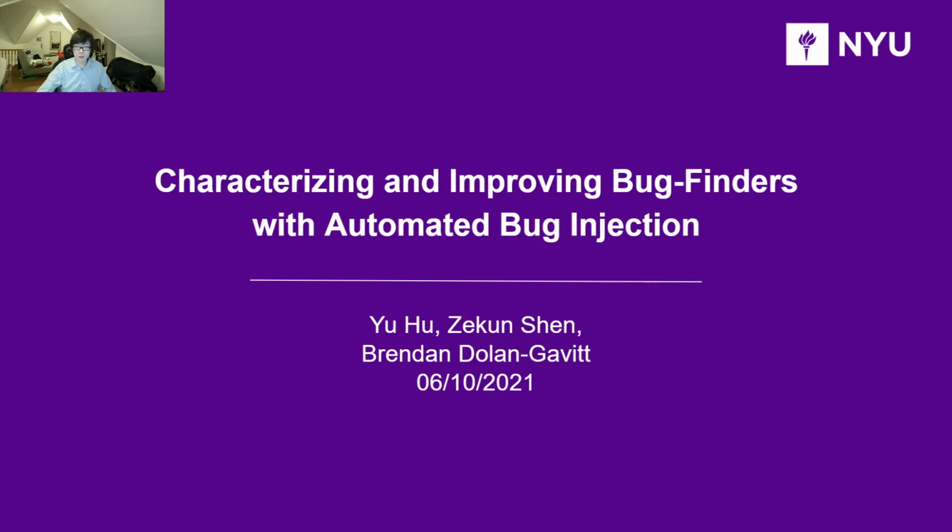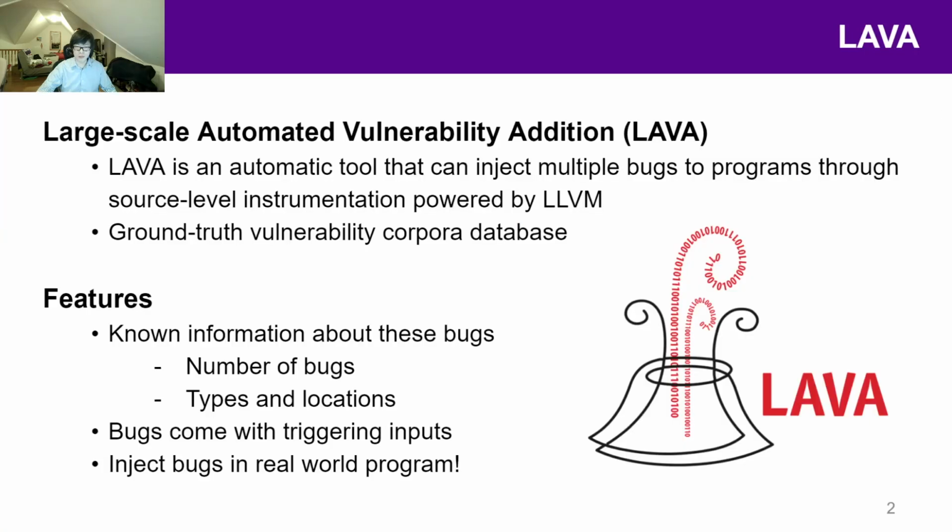Today I'd like to talk about using automatic bug injection tools to characterize and improve bug finders, especially for KLEE. Firstly, I'd like to do a quick introduction about Lava. Lava is an automatic bug injection tool which can inject bugs into C programs.